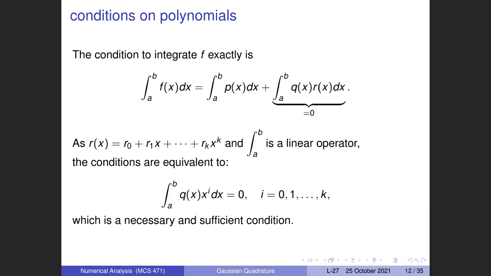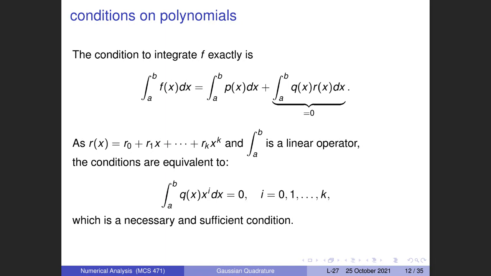All right, so we have written this higher degree polynomial as f equals p plus q times r. Now, the integral of p is our quadrature rule. The integral of q times r is the error of the quadrature rule. So we want that error to be 0, and that will lead to conditions on the Q.